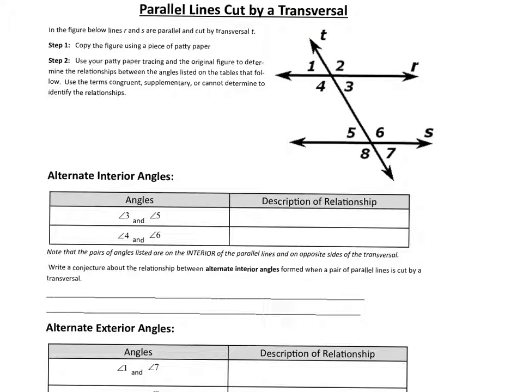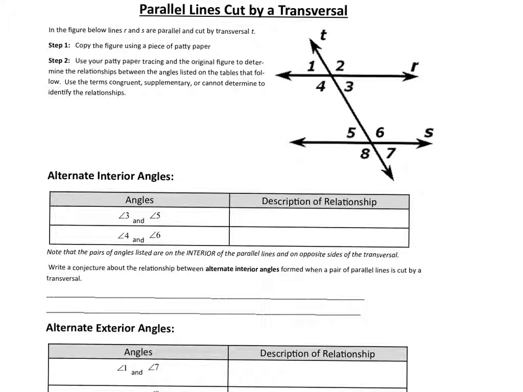Now we're going to look at the 2 newest types of angles, alternate interior and alternate exterior angles. The reason that you haven't seen these before, whereas you've seen corresponding angles, vertical angles, and supplementary angles, is because these 2 angles can only be formed when you have parallel lines cut by a transversal.